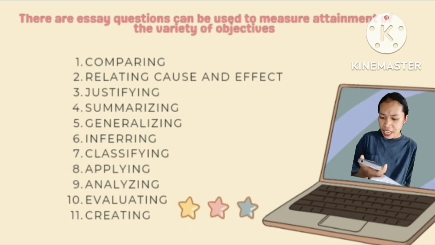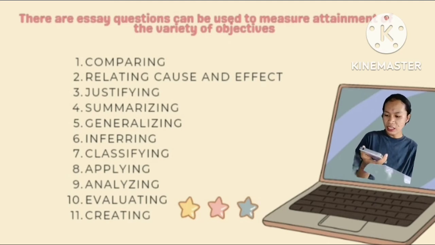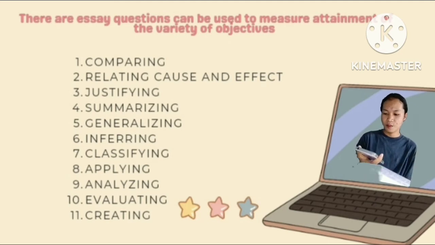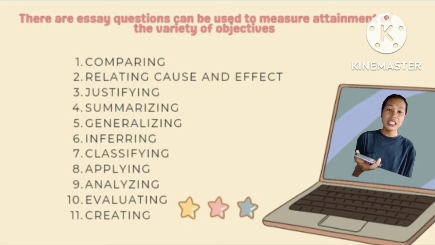Number 6, inferring essay. This means that information is never clearly stated. Writers often tell you more than they say directly. Number 7, classifying. A classification essay is a formal piece of writing used to evaluate your categorizing and generalizing skills.